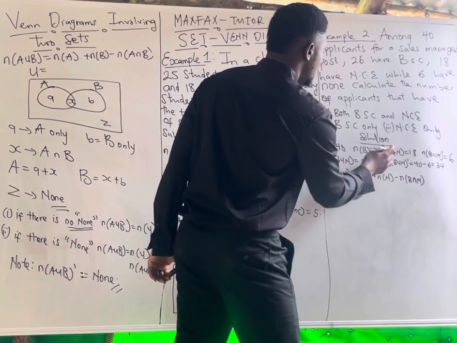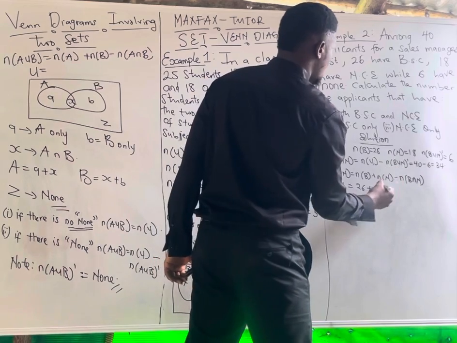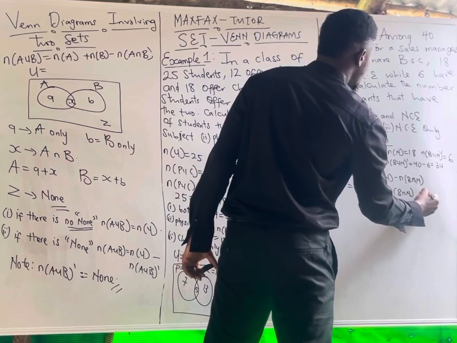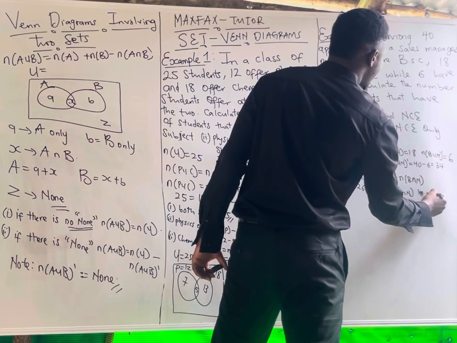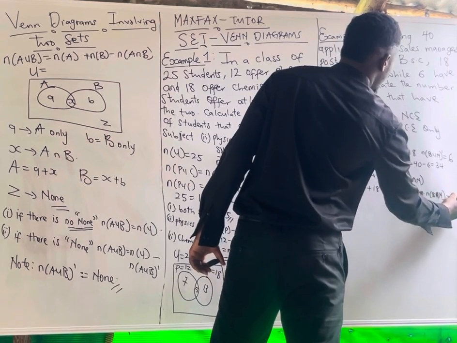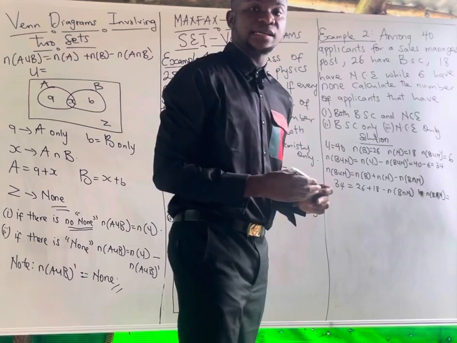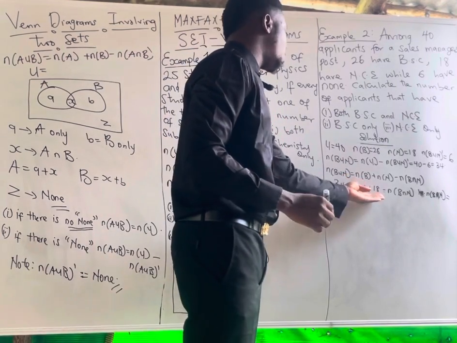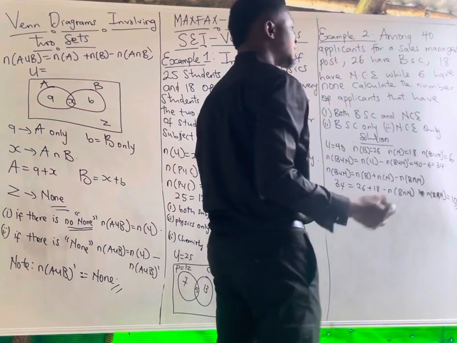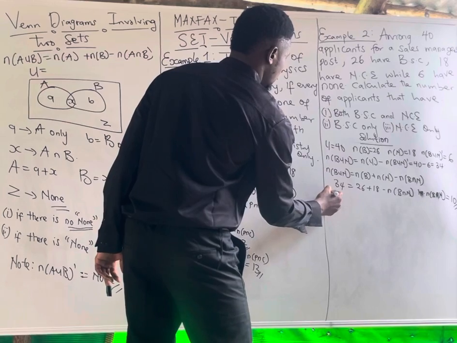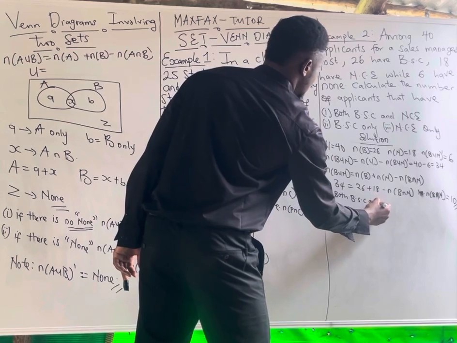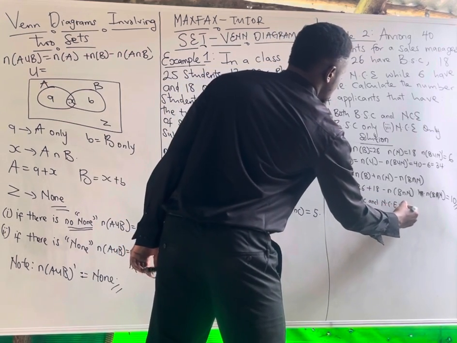Then this will be equal to N of B, which is 26, plus N of N, which is 18, minus N of B intersection N. So guys, if you do it very well, your N of B intersection N will be 18 plus 26, that will give us 44. Then 44 minus 34 will give us 10. This simply means that the intersection is 10. So this simply means that, number one, both BSc and NCE is equal to 10.